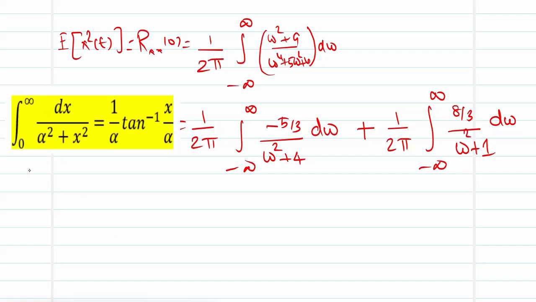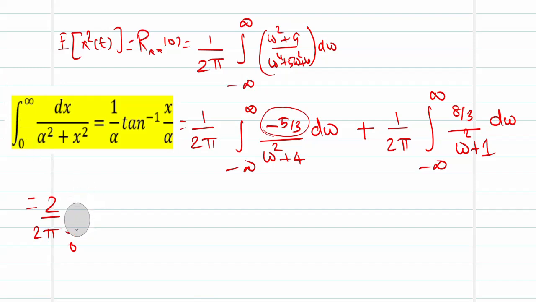I know that the integral from 0 to infinity of dx divided by alpha square plus x square is 1 by alpha tan inverse x by alpha. So first I will change this integration. This is going to be an even function, so I can write this as twice the integral from 0 to infinity. Let me take this minus 5 by 3, which is going to be a constant outside.